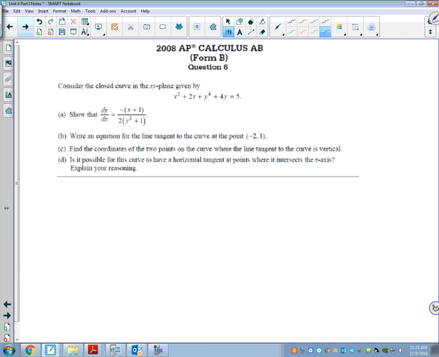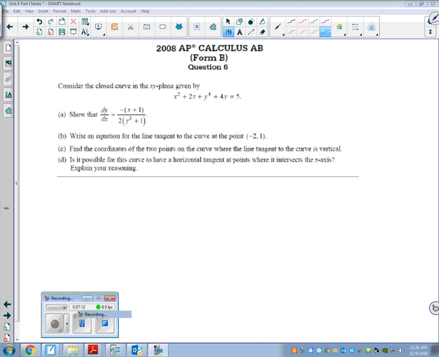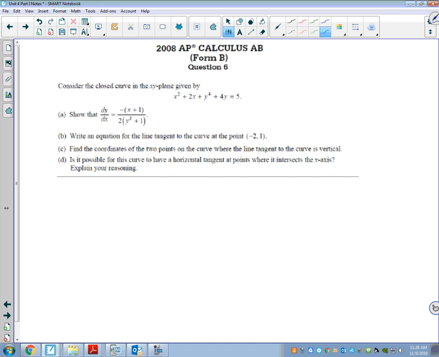So now look at this one. Okay, let's hope my sound is still working because it made a funny noise. So this is from the 2008 AP exam. This is Form B. We can talk about what that is later. But this is a real question, and I just want you to see what it looks like.